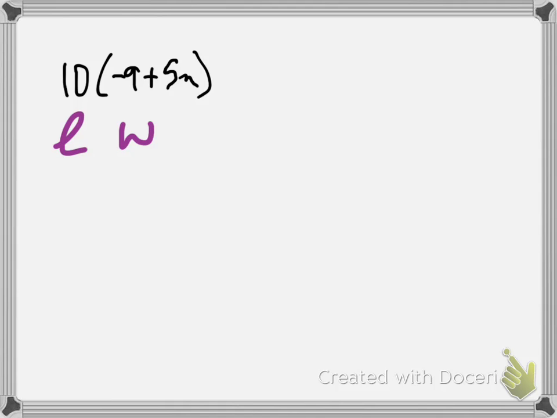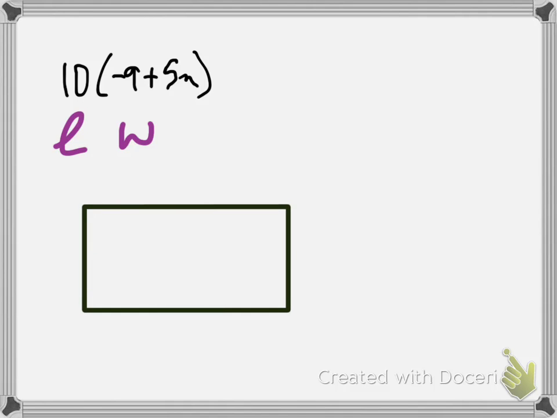So I'm going to draw myself a rectangle. And what's the length of my rectangle? It's 10. So I'm just going to mark it as a 10. Now the width is actually divided up into 2 smaller pieces, isn't it? So I'm going to divide it up into 2 smaller pieces. This piece is negative 9, and this piece is 5n. Do you recognize that negative 9 plus 5n is the total length of the top of the rectangle?